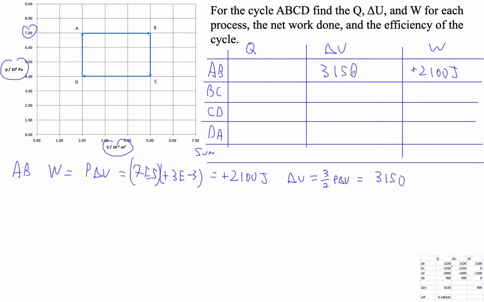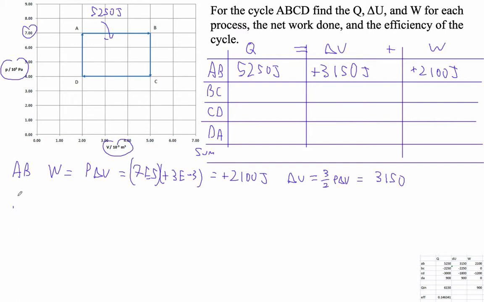And then if we add the 2100 to that, because remember that Q equals this plus that, I'm going to get 5250. So during this process, 5250 joules of heat flow in. It does 2100 joules of work, and it stores 3150 joules of it as internal energy. That's kind of fun. It actually increases its internal energy more than the work it does.